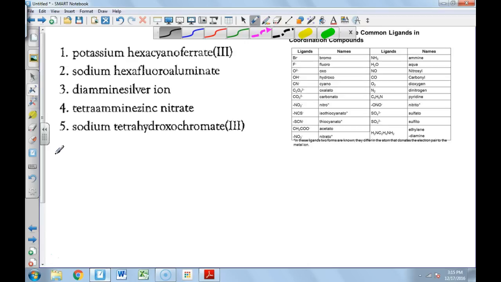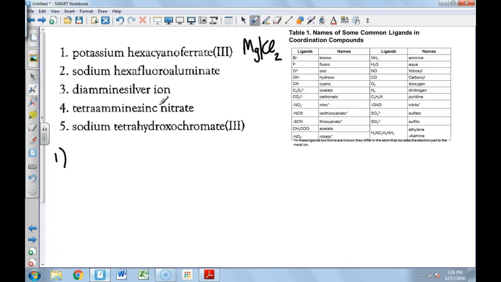Okay, so let's look at number 1. What we're going to do is come up with the formula just like we would for ionic compounds, going back to things like magnesium chloride. Then we have to know what the charges are so that we can know that there's supposed to be 2 there. The way that I like to do it is to find the formula of the halves and then put them together.